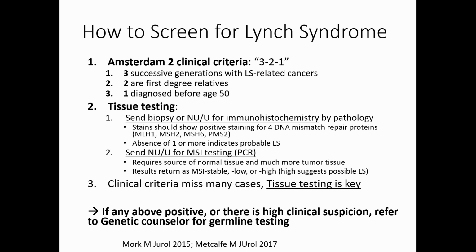So in those cases, if there's a suspicion, or even if they're all negative but you're still suspicious, let's say they're young, like that other patient who was less than 50. Less than 60, the patient was. Less than 60, yeah. Anytime you have that, the way to confirm it would be to send them to a genetic counselor for germline testing.